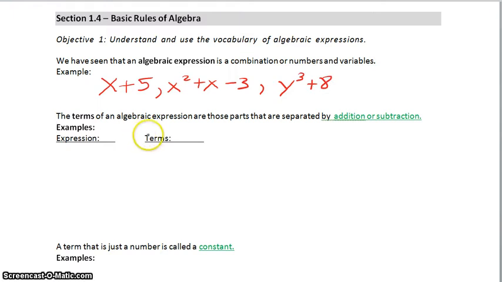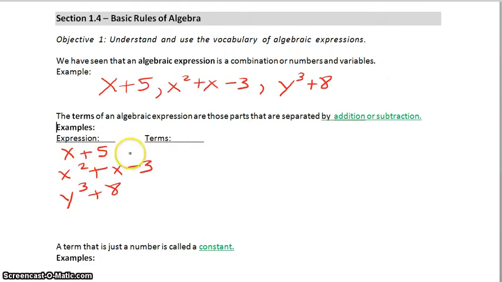Now, the terms of an algebraic expression are those parts that are separated by addition or subtraction. We have a few examples. We could take the x plus 5, which is an expression, and then we could take the x squared plus x minus 3. And finally, we could take the y to the third power plus 8. Now, over here, we will write down the different terms.